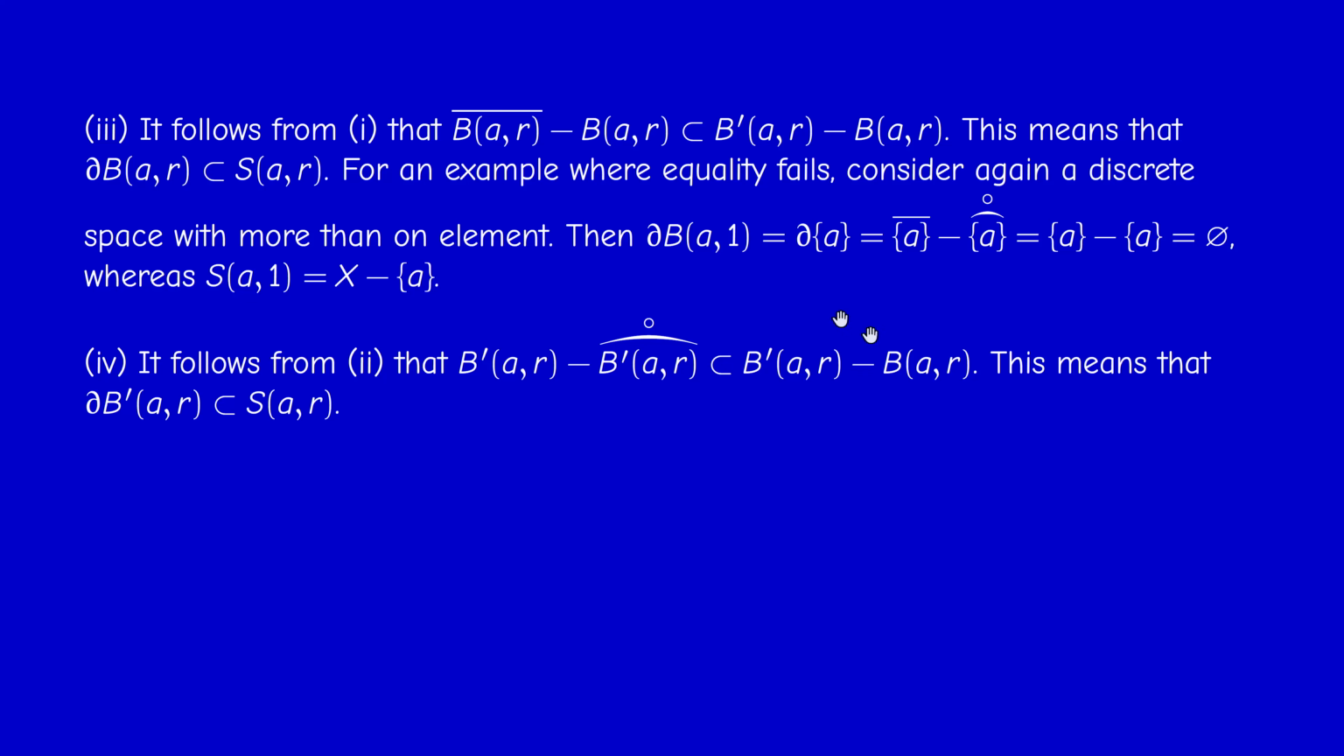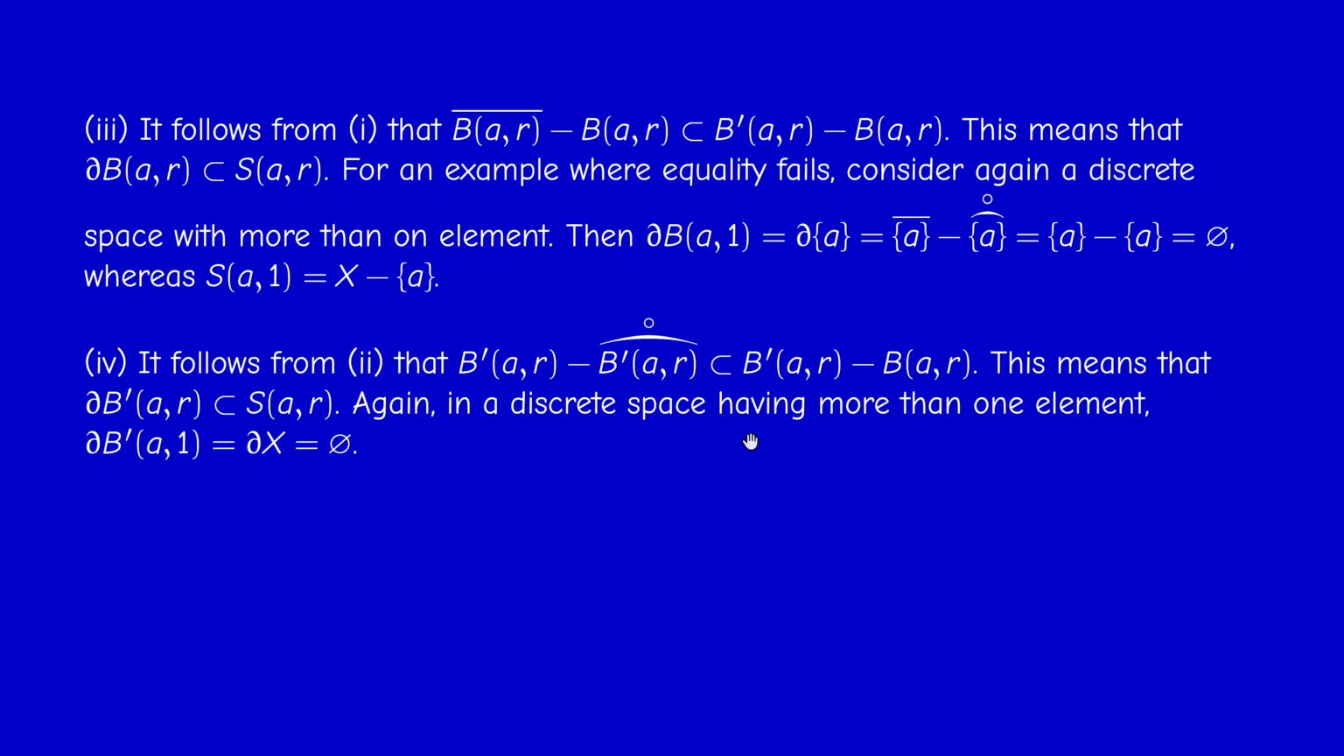So pay attention to the reversal of the inclusion. This is contained in this. Therefore complementation reverses inclusions. Of course, the same example works actually. B prime here is the whole space, and the boundary of the whole space is the empty set, as we know, because the whole space is open and closed. So any set which is open and closed has empty boundary. We said that in the course.